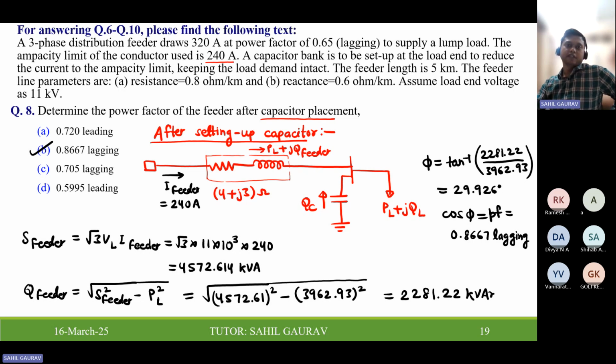So here the power factor is given as 0.65 initially. So you can easily remove one answer because it is less than 0.65, that is 0.59. Sorry, it is giving leading. It might be possible, but a very rare case. But a power factor less than this 0.65 lagging will always be incorrect after doing compensation.